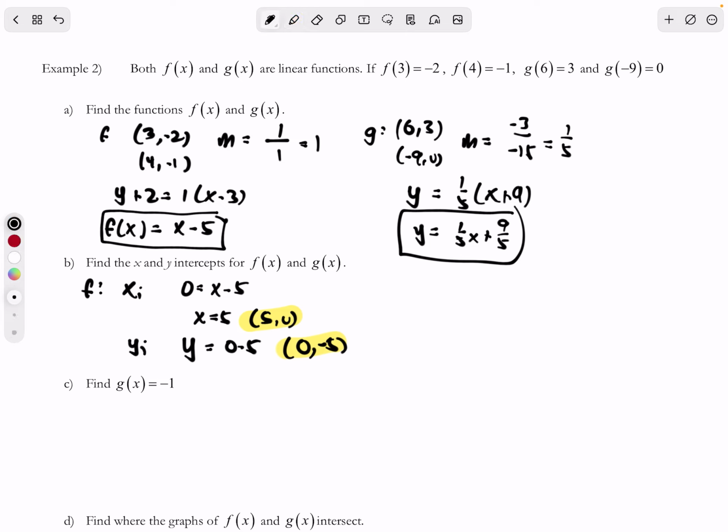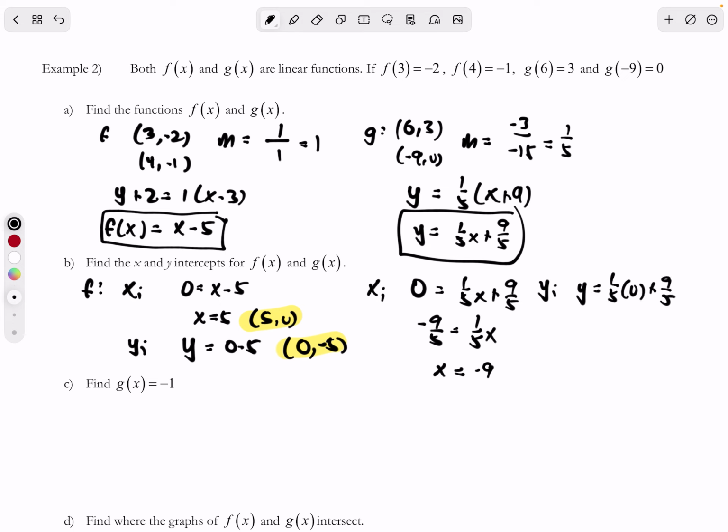For g, I'm going to let y equals 0 to find the x-intercept. 0 equals 1/5 x plus 9/5. -9/5 equals 1/5 x. Multiply by 5, you get x equals -9. For the y-intercept, we're just going to let x equal 0. Y equals 1/5 times 0, which is 0, plus 9/5. We get 9/5 is the y-intercept.